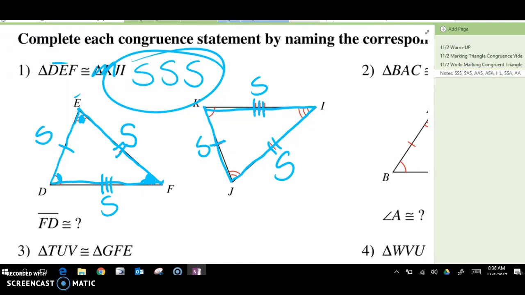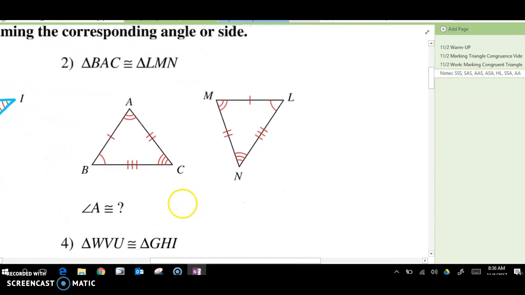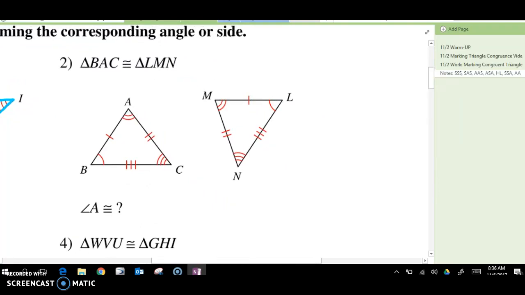Is everybody focused on the board, listening, paying attention? What postulate is this again? Side, side, side. Okay, very good. That's our first one. Now the next one we're going to look at, let's say I get rid of this. Okay, so let's get rid of those markings, right?